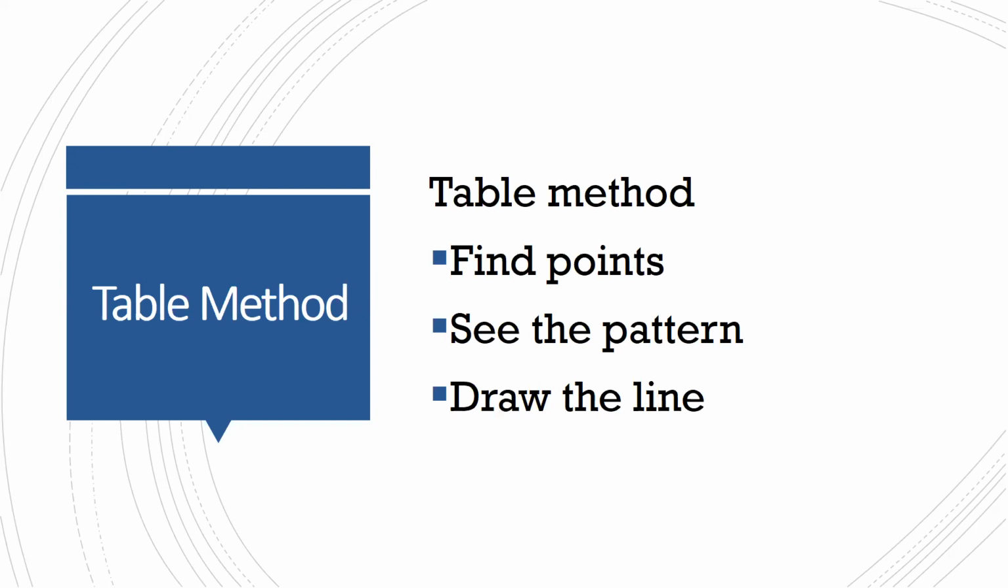So the table method, or finding points method, says, let's find a few points. Once we found a few points, we're going to plot those, and then we're going to see the pattern. We're going to see where the line should be. Once I see the pattern, then I draw the line. So that's it. We find a few points. From those few points, we see the pattern, and then we draw the line.